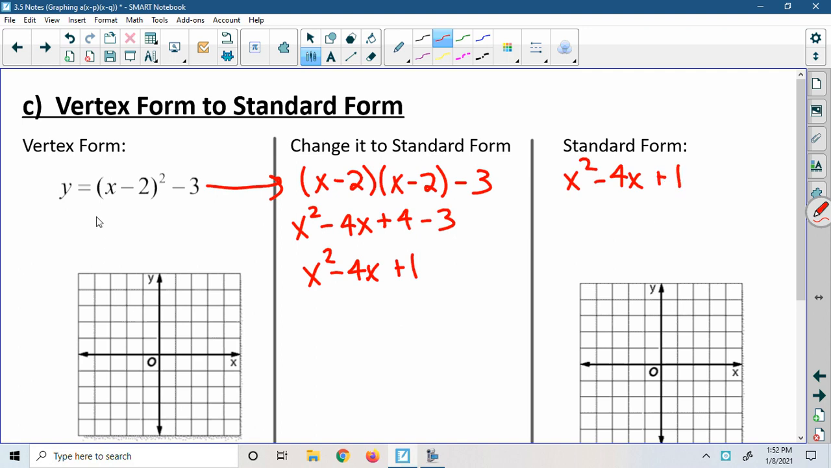Cool, so we went from vertex form, did some foiling and combining of like terms, and now we have it in standard form. Once again, I'll let you guys pause the video and graph those, make sure they really look the same.